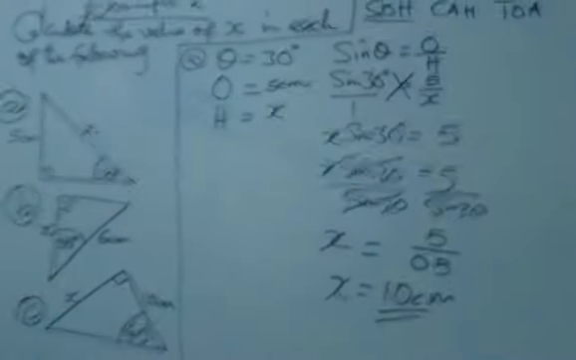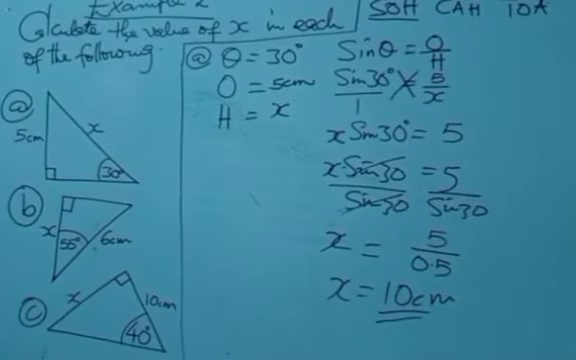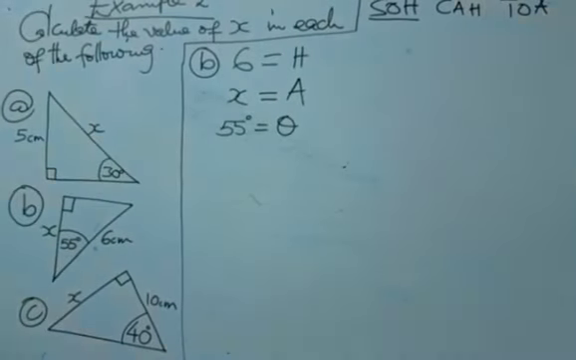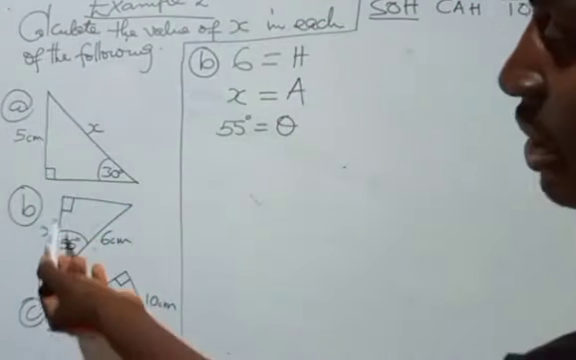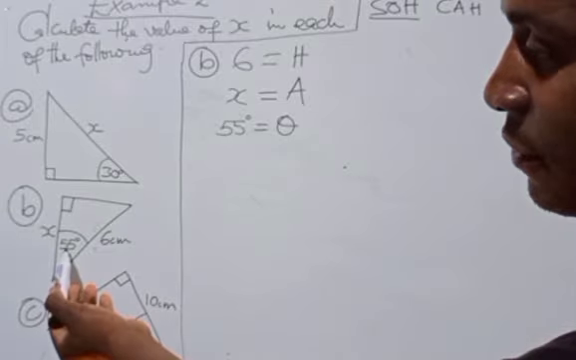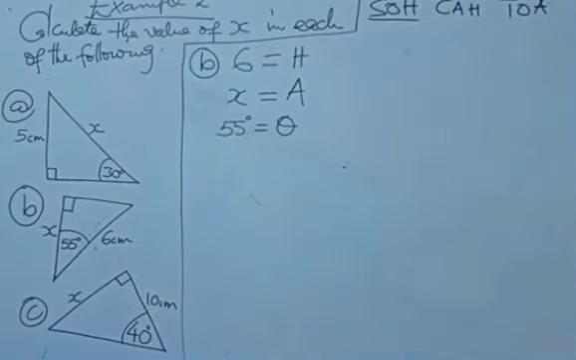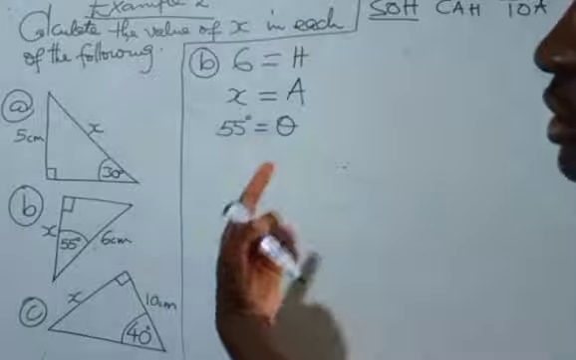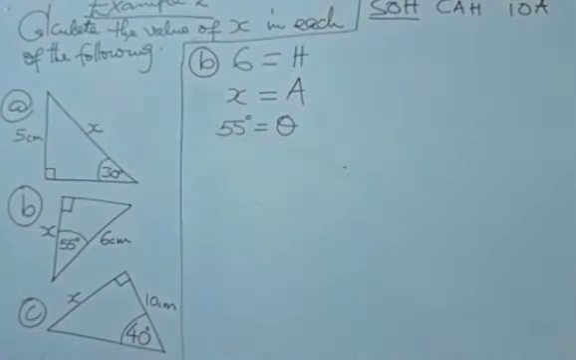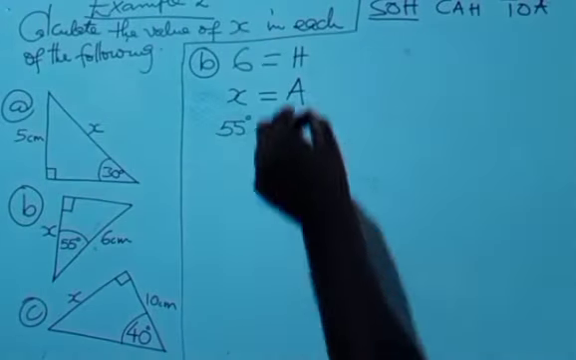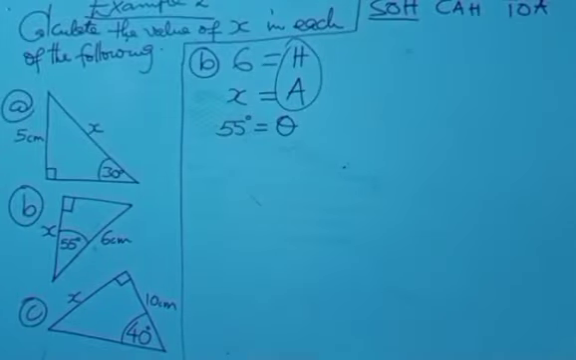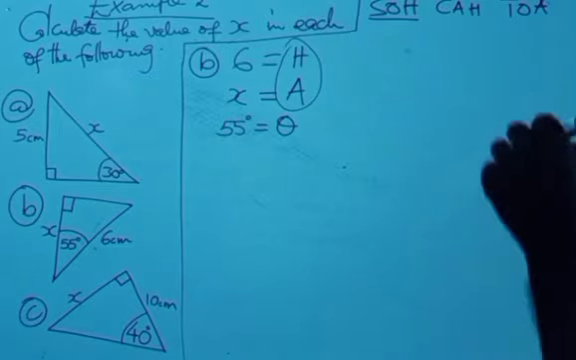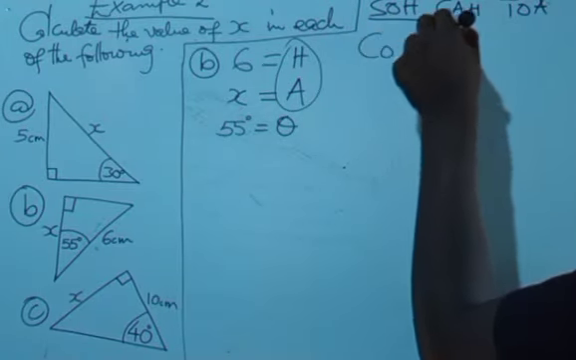Now we find the value of x in question number B. For B, we have the hypotenuse is 6. We have the adjacent for 55 degrees is x. So x is the adjacent. Then we have also theta, which is 55. Now, which one among the three trigonometric ratios has h and a? We find that it is cos.